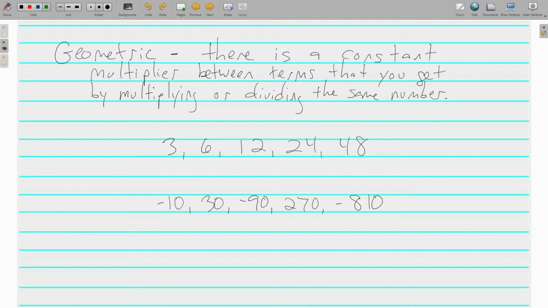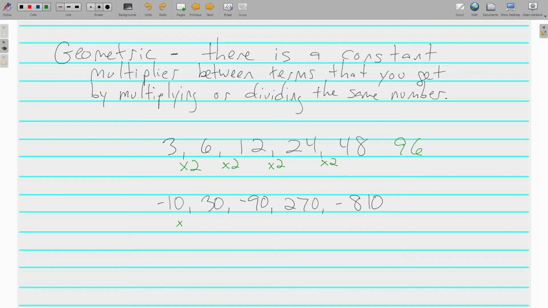What do you multiply or divide 3 by to get 6? Well, it's times 2. 6 times 2 is 12, 12 times 2 is 24, times 2 is 48, 96, we keep going. Down below, our second one, what do you do to negative 10 to get positive 30?